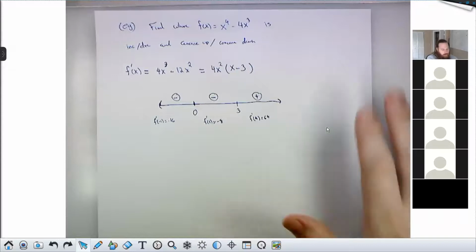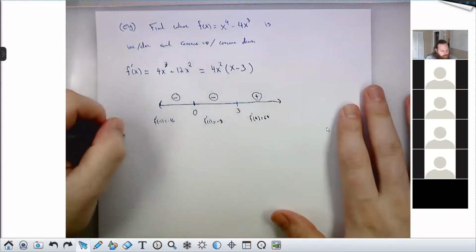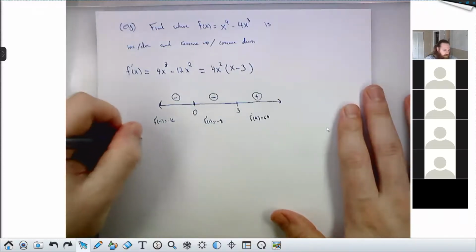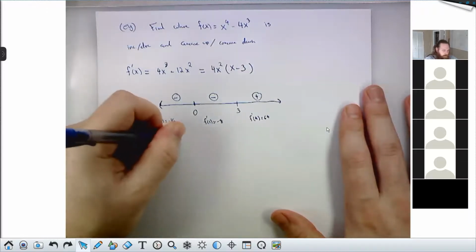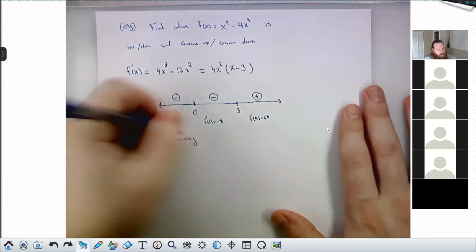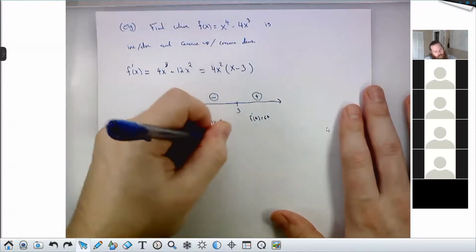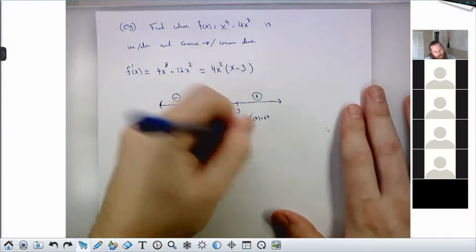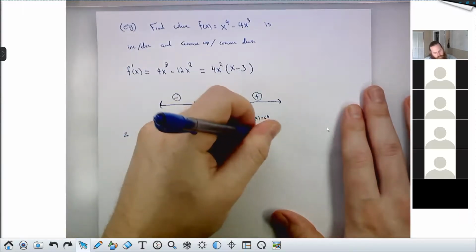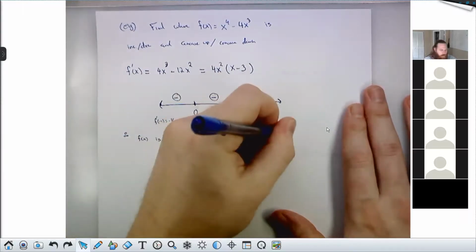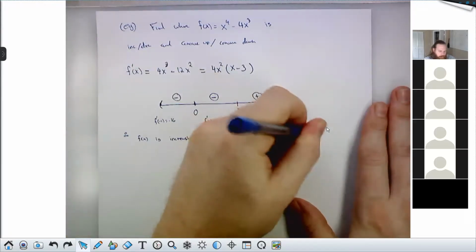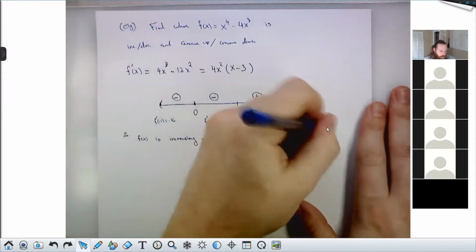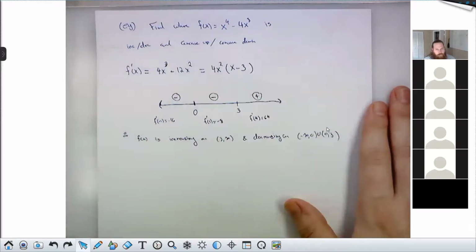So from this, I can conclude that f is increasing on the interval 3 to infinity and decreasing on negative infinity to 0, union 0 to 3, always open intervals.